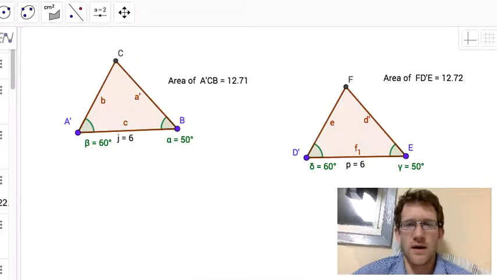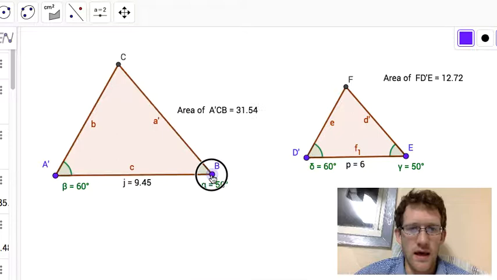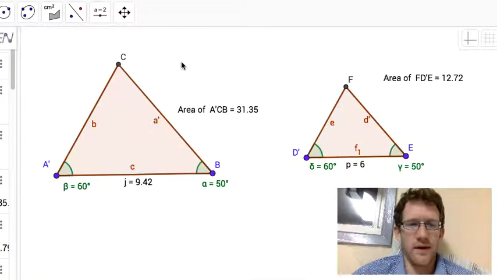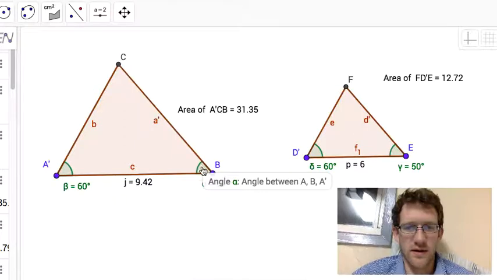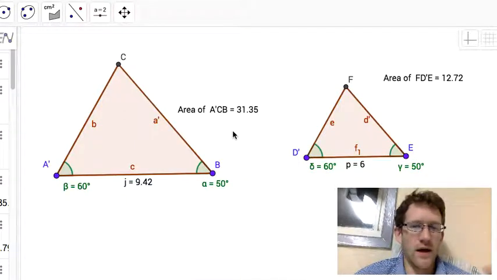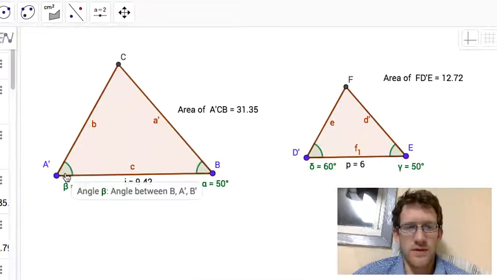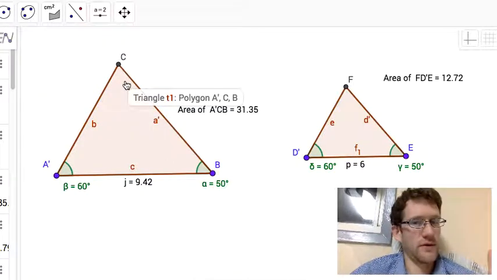I built these using a program called GeoGebra. And if we look at this triangle here on the left, you can tell it's much bigger than the one on the right. And I have fixed these angles. So this angle here is 60 degrees. This angle here is 50 degrees. This one's 60. This one's 50. And a lot of you might realize, oh, well, if this one has a 60 degree angle and a 50 degree angle, this angle up here is going to be 70 degrees, right?